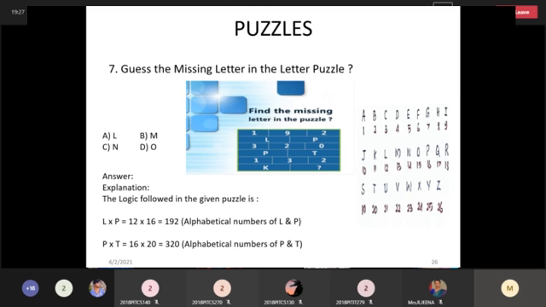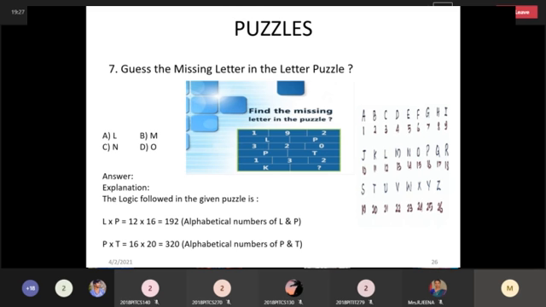The answer will be L, not M. A is the right answer, L. So K into L, that is 11 into 12, we get the answer 132. P into T, that is P, we have 16, and then T, we have 20. 320 is the right answer.